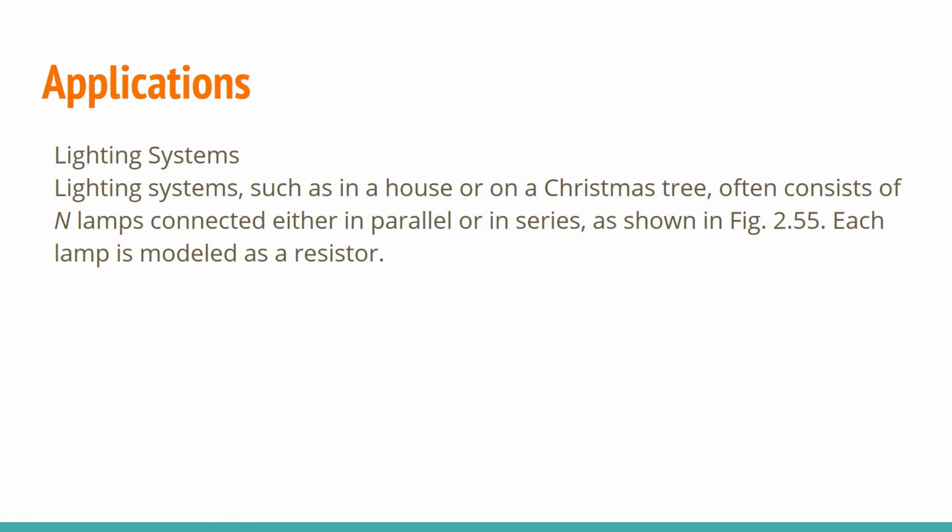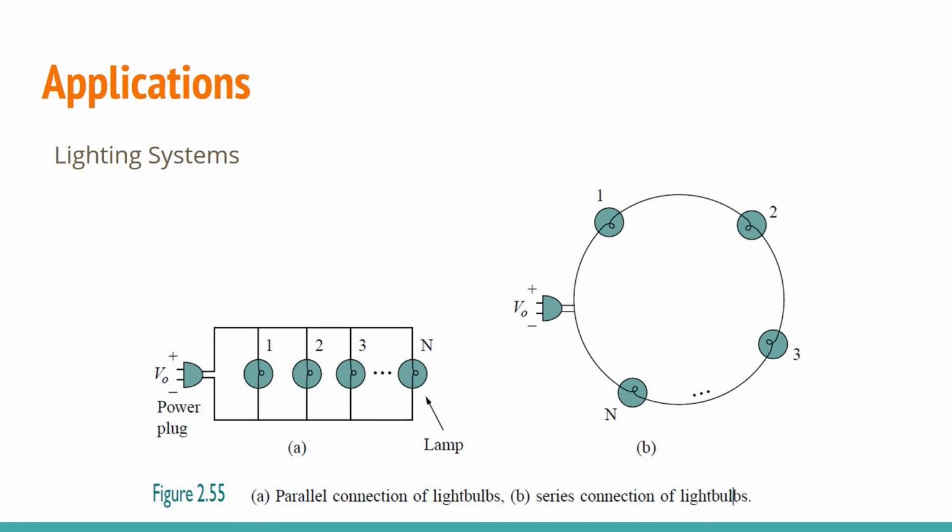Okay, lighting systems or applications. Lighting systems such as in a house or in a Christmas tree often consist of N lamps, N meaning how many lamps, connected either in parallel or in series as shown in figure 2.55. Each lamp is modeled as a resistor. Okay, so figure 2.55. This is letter A. This is the representation of a parallel connection of light bulbs.